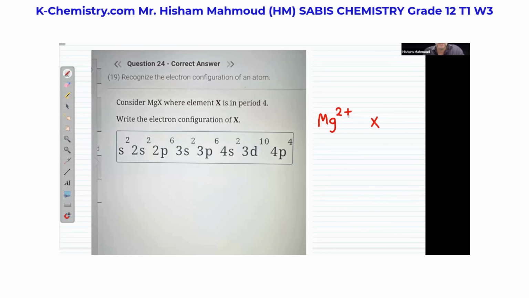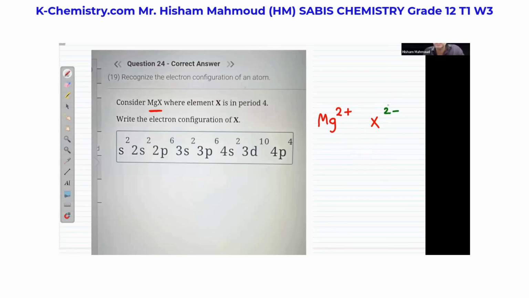Mister, if this is 2+, and there are no charges here, so I know for sure, because I'm a very smart student, that this should be 2-. Right? Yes, that's why they cancel out. If it is 1-, then the compound will not be MgX. It will be MgX2. If this one was 3-, it will be Mg3X2. If this was anything else, the compound will not be MgX. The only thing that makes the compound MgX is that this should be 2-, because in this case, these two will cancel out and the compound will be MgX.